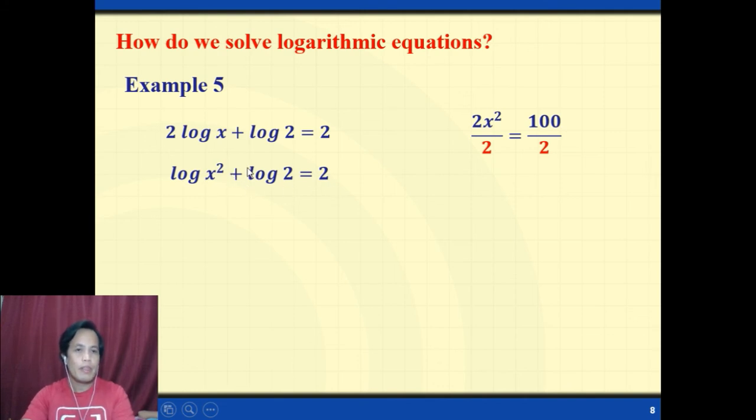This time, we use the product law, so we will multiply the x squared and the 2. So that becomes log of 2 times x squared. The 2 here is this one, and the x squared is this one. So log of 2x squared equals 2.